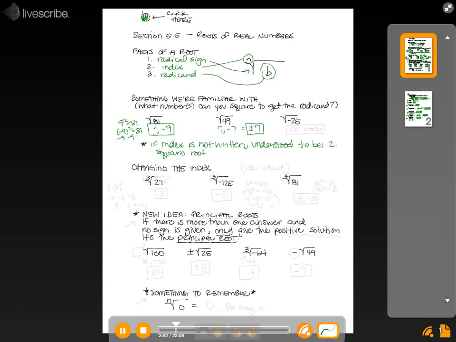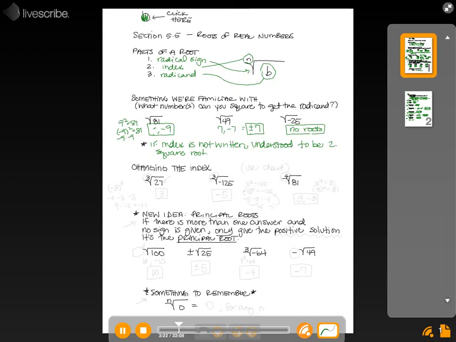The last one here, the square root of negative 25, we want to come up with a number that when we square it, we get negative 25. Well, if we think about that, when we square something, it should always be positive. There is no number that we can square and end up getting a negative. So this is not possible. There is no root here for this last one, because there's no number or numbers that we could square and get negative 25.